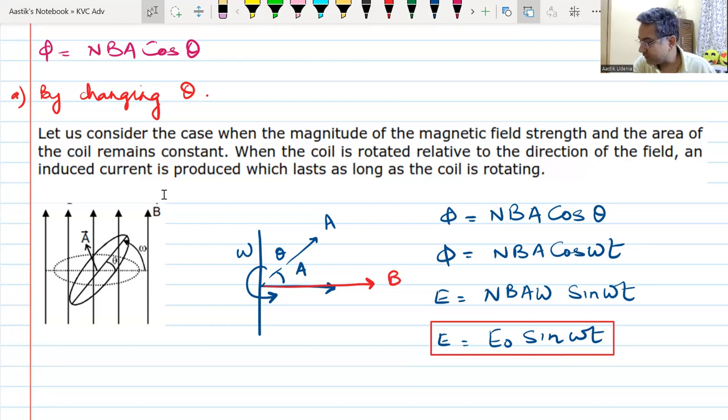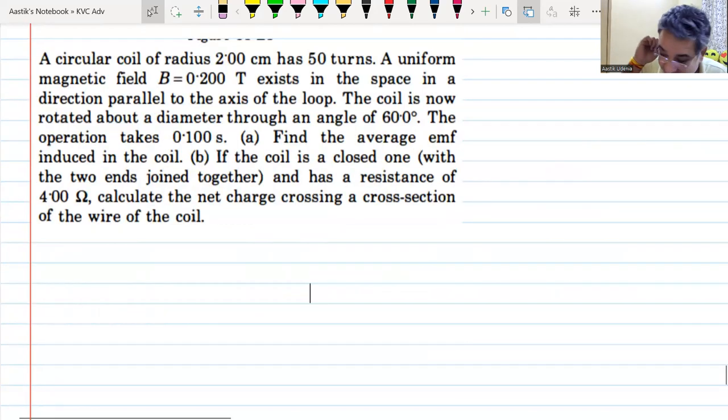Again, this question is taken from your SCV. Again, this question just involves the rotation of the coil. And I think we have done a question of this nature before also. But since we are doing it case specific, let us try to do this question.